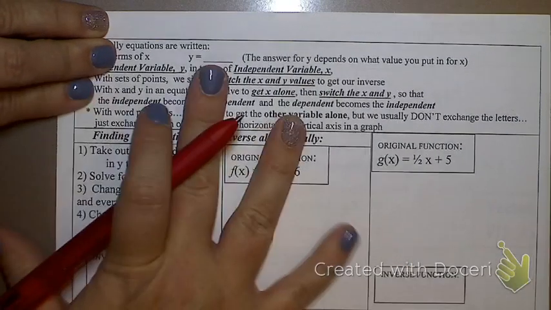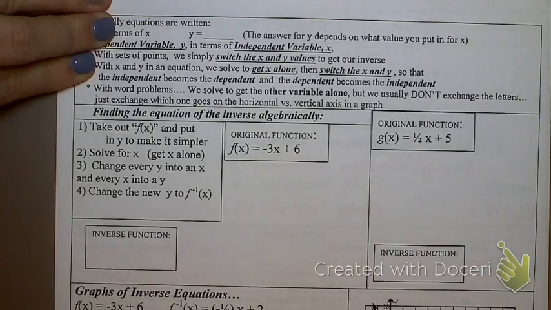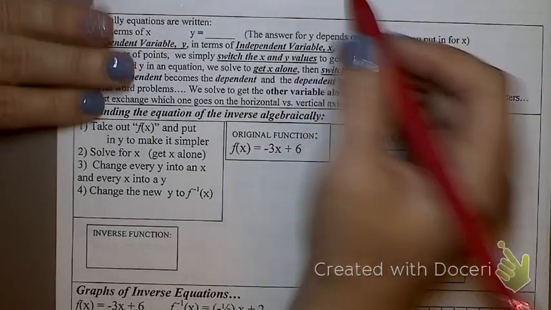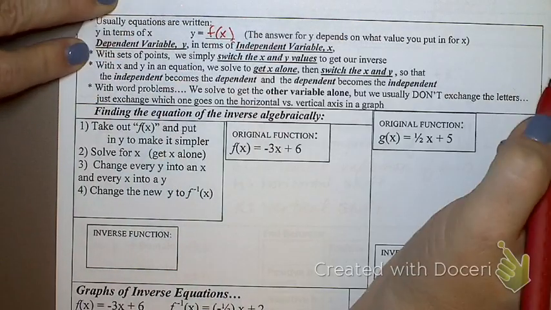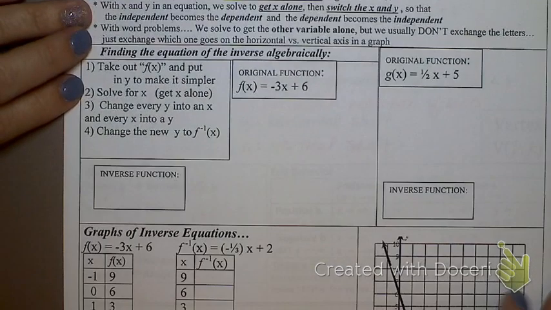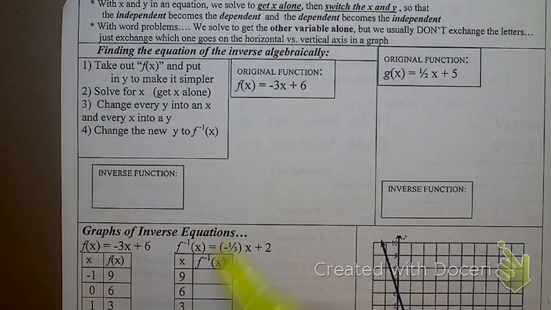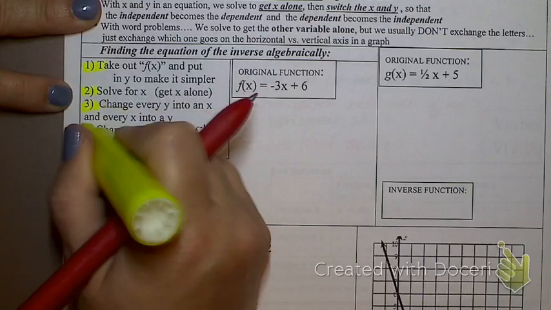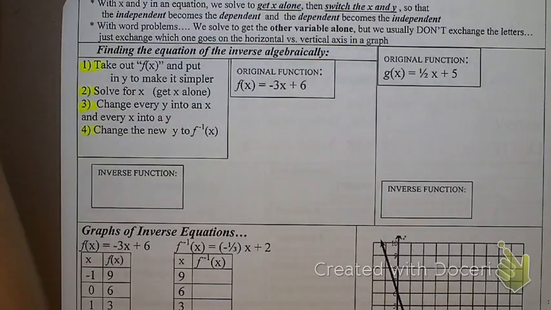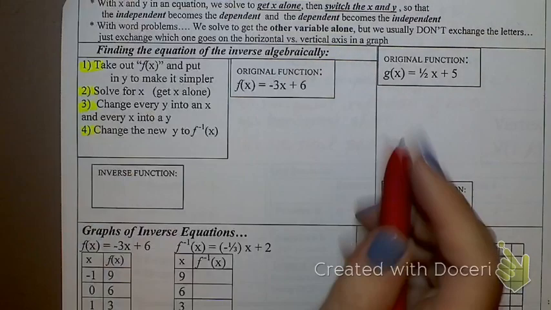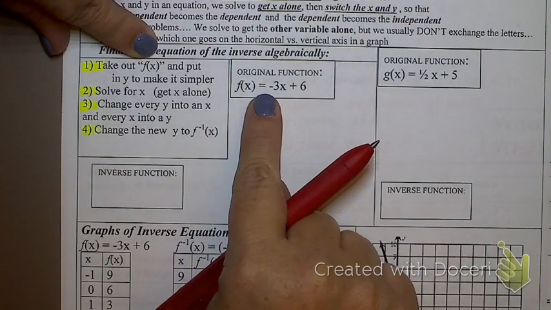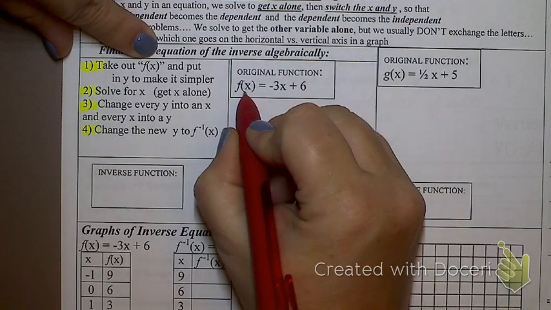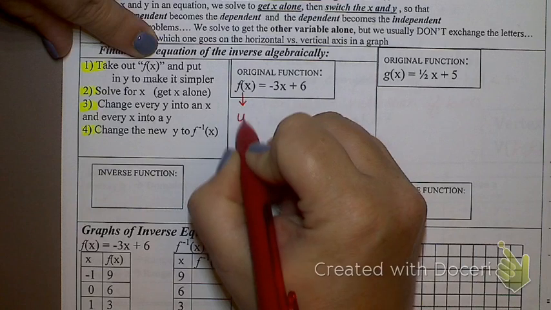Okay, so here's where we get into the actual nitty-gritty of how do you find an inverse of something. Something you want to remember is y is often written as f of x. And the main thing that you need to remember are these steps right here. So for any equation that we're finding the inverse of, your first step is to take out f of x and make it a y in order to make the equation simpler. So if I'm going to find the inverse of this guy right here, first thing I'm going to do is change this f of x to a y.